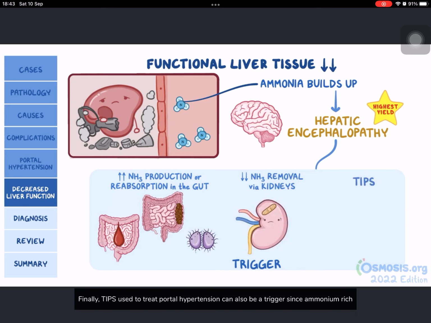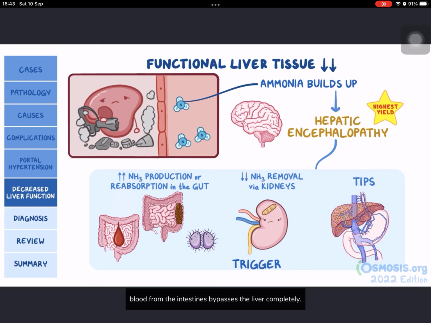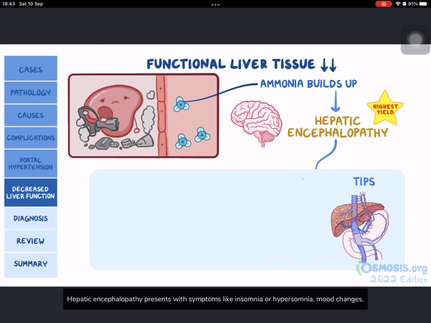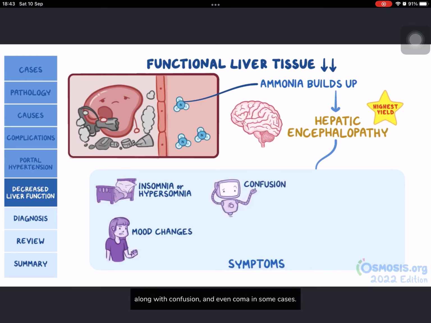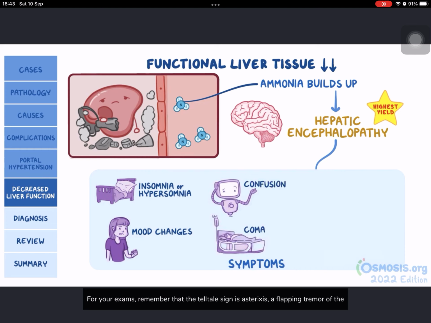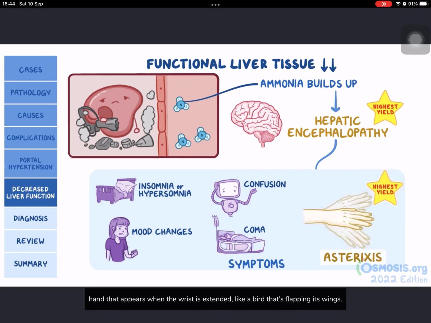Finally, TIPS used to treat portal hypertension can also be a trigger, since ammonium-rich blood from the intestines bypasses the liver completely. Hepatic encephalopathy presents with symptoms like insomnia or hypersomnia, mood changes, along with confusion, and even coma in some cases. For your exams, remember that the telltale sign is asterixis, a flapping tremor of the hand that appears when the wrist is extended, like a bird that's flapping its wings.